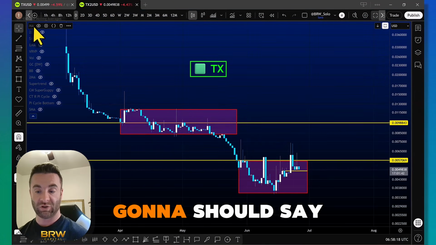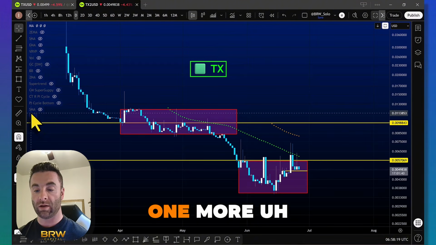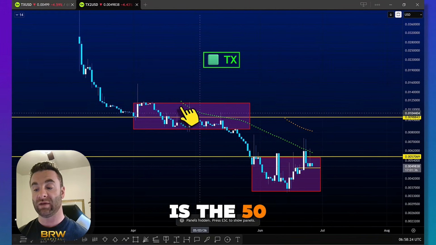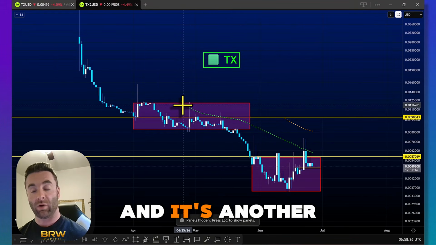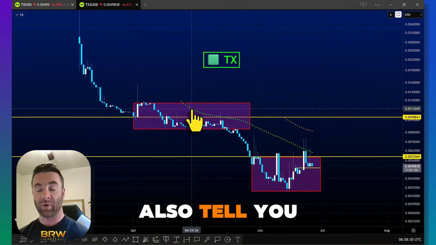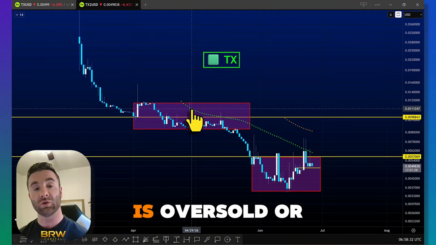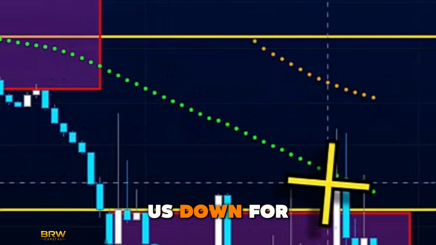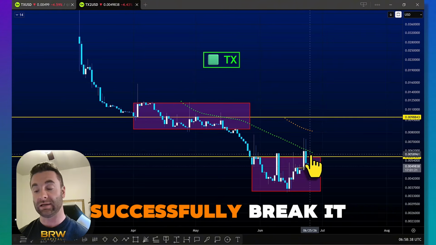Now, obviously, I'm going to draw one more indicator here, and this indicator is the 50 moving average. And it's another powerful moving average that also acts as support and resistance, but it can also tell you if the coin is oversold or not. So this line has been holding us down for a while, and we haven't been able to successfully break it.